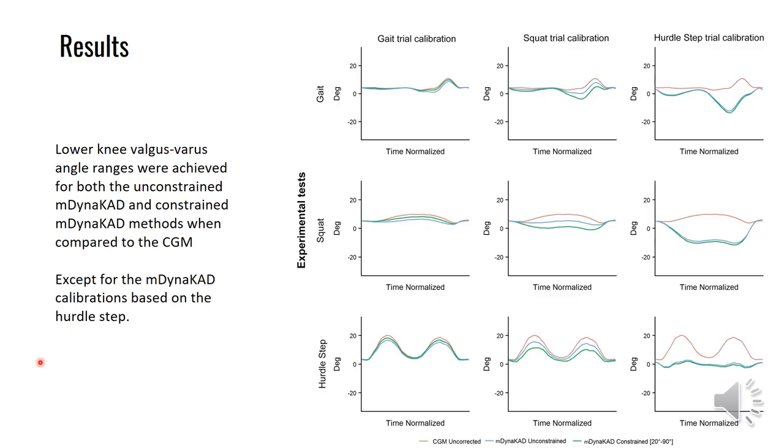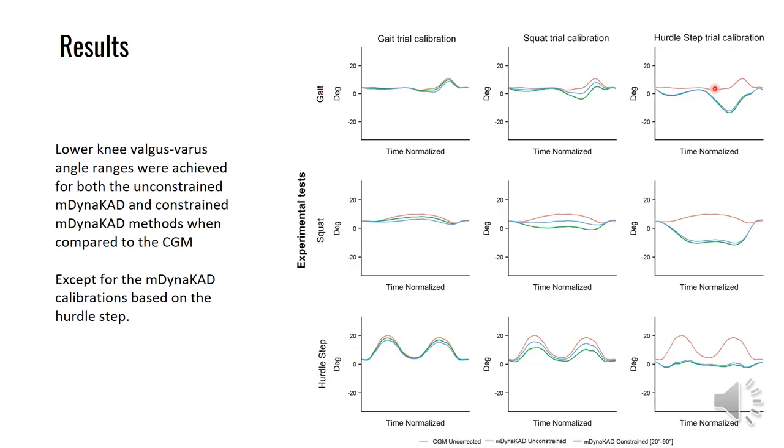However, when we look at the coronal plane kinematics of the knee, so our dynamic knee valgus varus, we can see that there is a difference. And this difference is highlighted quite well in this example. So what we have on the y-axis is the experimental test, so the activities themselves, and then what we have on the x-axis is the calibration method used, so the offsets derived from each activity were then applied to these experimental tests on the y-axis.